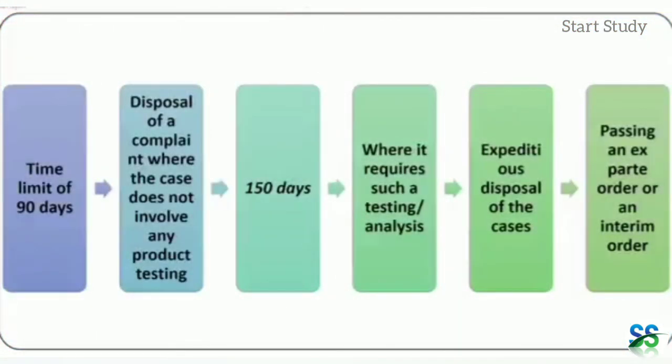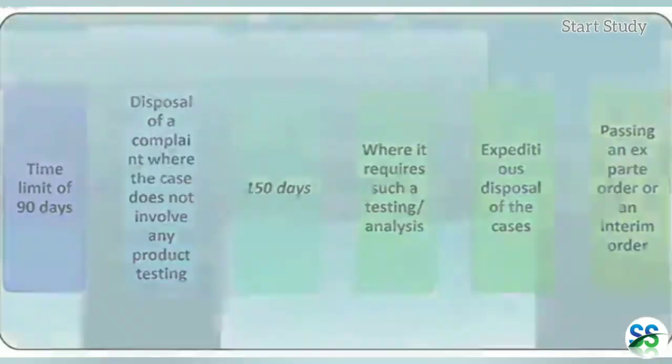Disposal of the cases. The Act provides a time limit of 90 days for the disposal of a complaint where the case does not involve any product testing or analysis in a research laboratory and 150 days where it requires such a testing or analysis. Moreover, an appeal before the State Commission or the National Commission has to be disposed of within 90 days. No adjournment shall ordinarily be granted by the forums unless sufficient reason is recorded for the same. Moreover, for expeditious disposal of the cases, consumer courts have been vested with additional powers, including bars on transfer of cases, passing an ex parte order or an interim order while the case is pending before them.